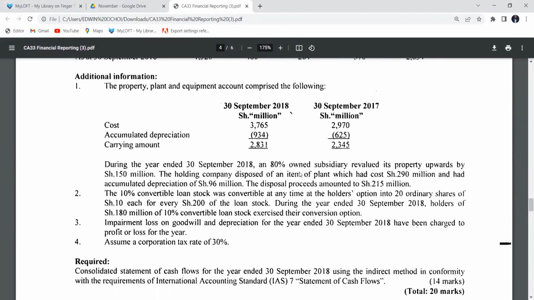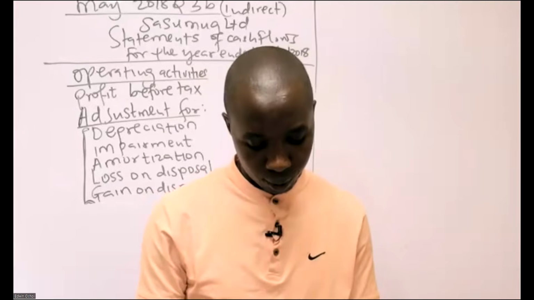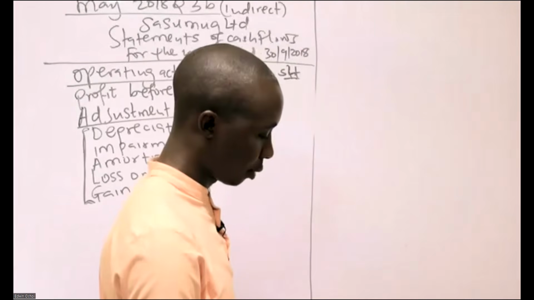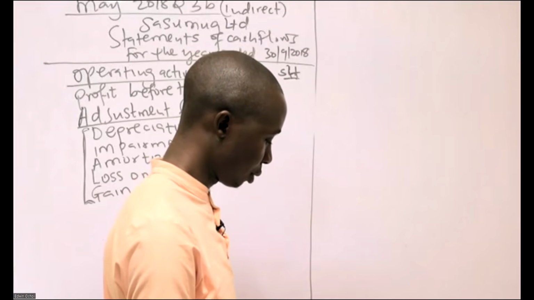So you have accumulated depreciation, meaning that we have to do a depreciation account for us to determine what? Depreciation for the year. When preparing the depreciation account, it goes hand in hand with the disposal account and the PPE account. Those 3 accounts go hand in hand. I think you have seen that from additional information number 1. So that is the information I would be using.